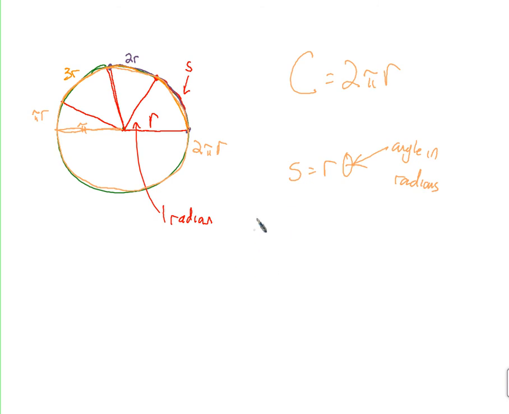So for a circle with radius 3, if you're at an angle of pi over 6, then the arc length is equal to 3 times pi over 6. Let's say the radius is 3 inches, you're at pi over 6 radians. 3 times pi over 6 radians, these cancel out, so we wind up with pi over 2 inches is how long that arc length would be.